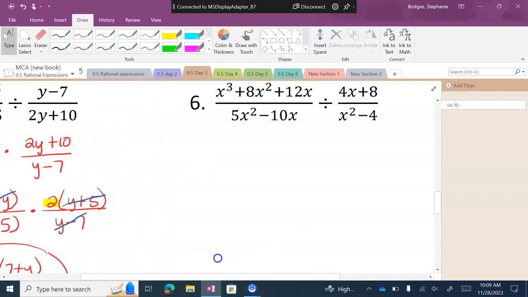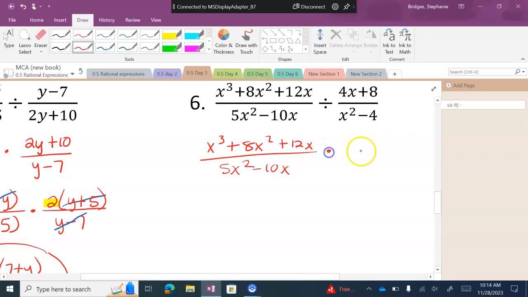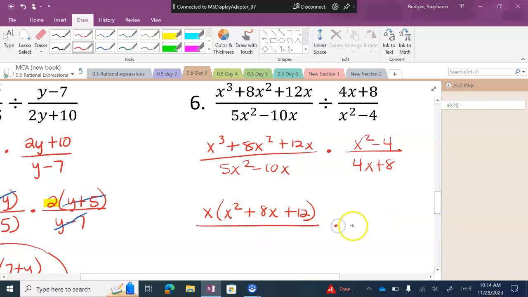All right, I want you to try 6. First, I need to rewrite my question. So it's going to be x to the 3rd plus 8x squared plus 12x over all of this. Change that to multiplication, flip that second fraction, and then let's get started. So again, at the top, the first thing I have to do is pull out that GCF, that x that they have in common, and I'm going to hold there for just a second. And I'm going to point down here so I don't have to rewrite everything over again.